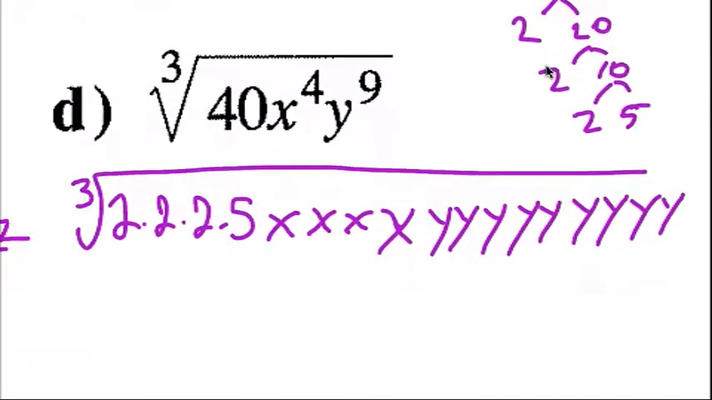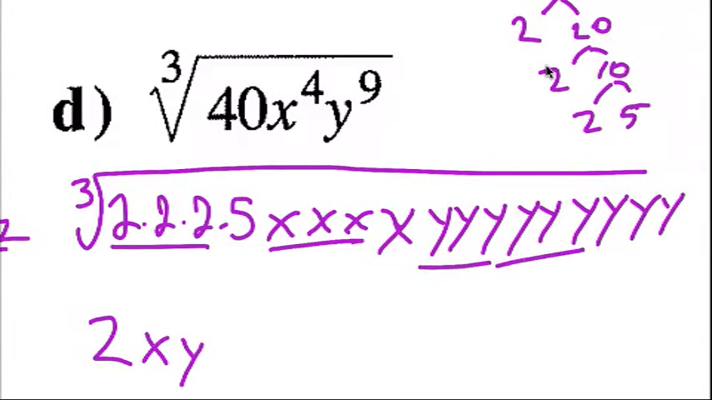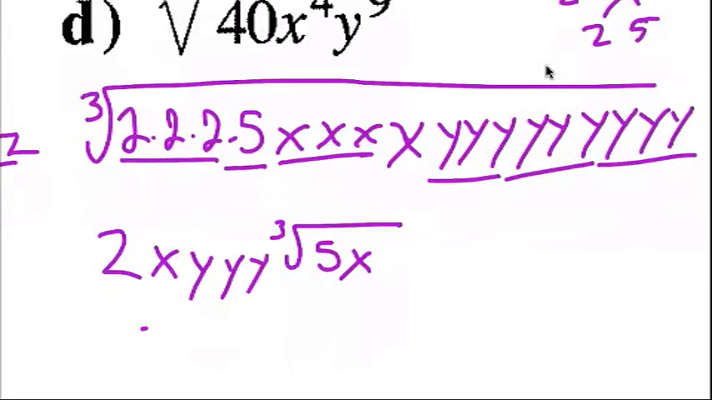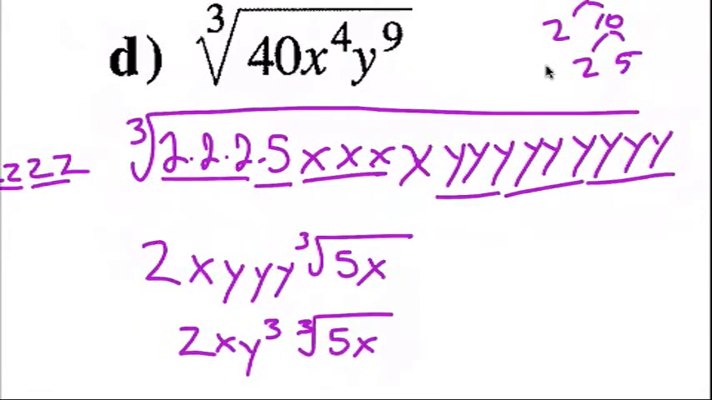It's cube root, so I'm looking for groups of 3. There's a group of 3 2's. There's a group of 3 x's. There's a group of 3 y's. There's another group of 3 y's and a third group of 3 y's. What am I left over with? My lonely 5, my lonely x, cube root. And simplify. 2x y cubed, cube root of 5x. Done.